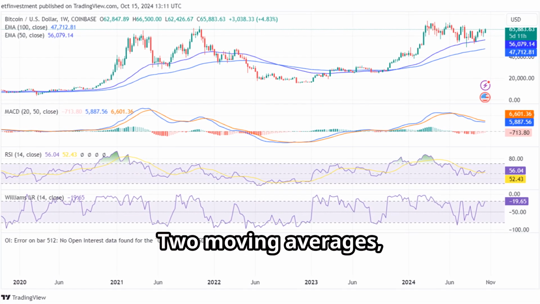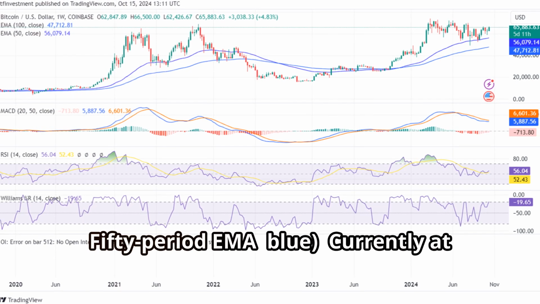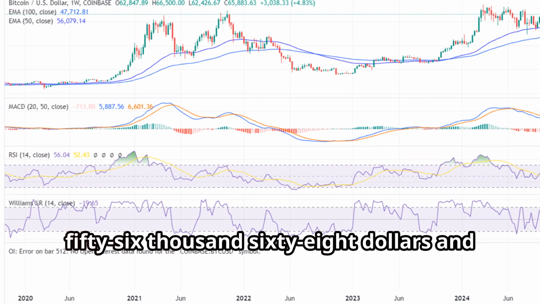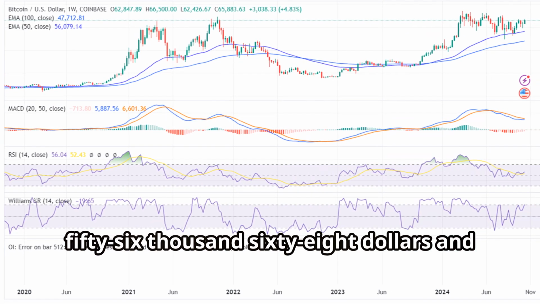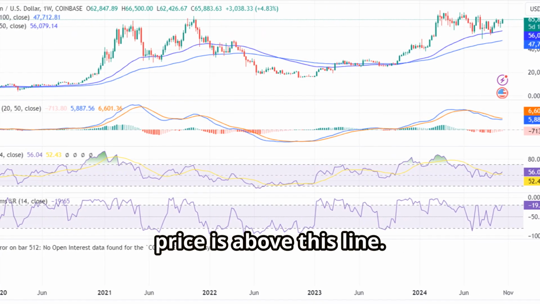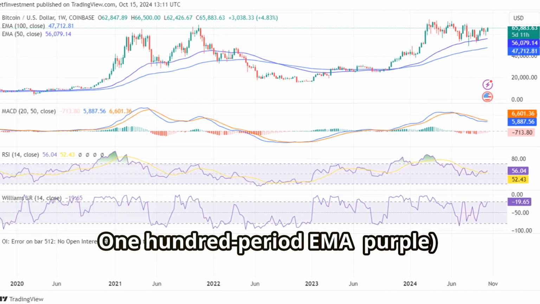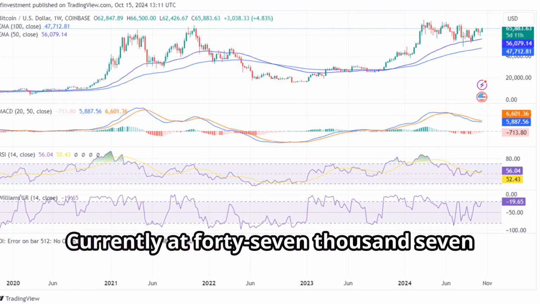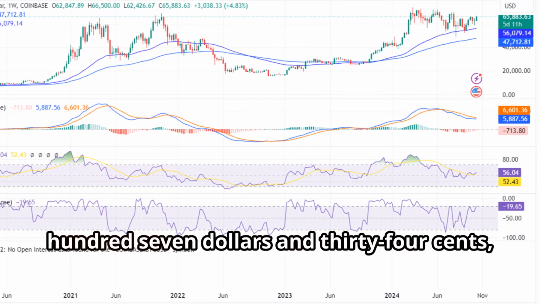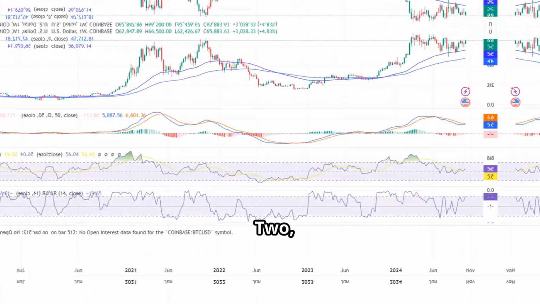2 moving averages, EMA, exponential moving averages. 50-period EMA, blue, currently at $56,068.32, indicating an overall upward trend as the price is above this line. 100-period EMA, purple, currently at $47,707.34, serving as a longer-term support level and still rising.